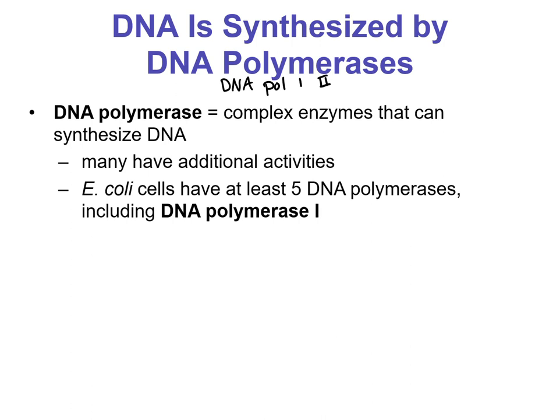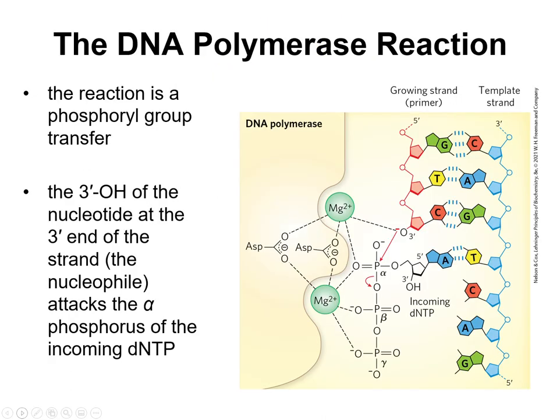So DNA polymerases are complex enzymes that can synthesize DNA. They usually have additional activities aside from sewing together nucleotides. E. coli have at least 5 DNA polymerases. And we're going to start talking about these polymerases and their functions. Before we get to looking at the different DNA pols, we're going to talk about the reaction a little bit. So the reaction is a phosphoryl group transfer.